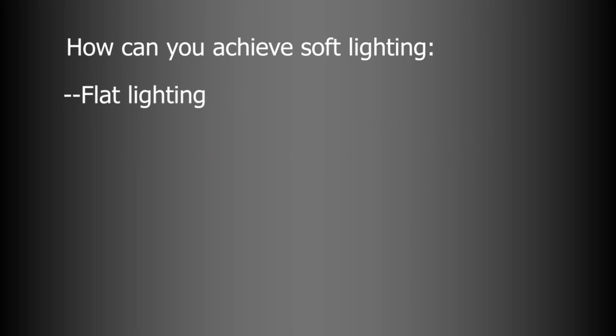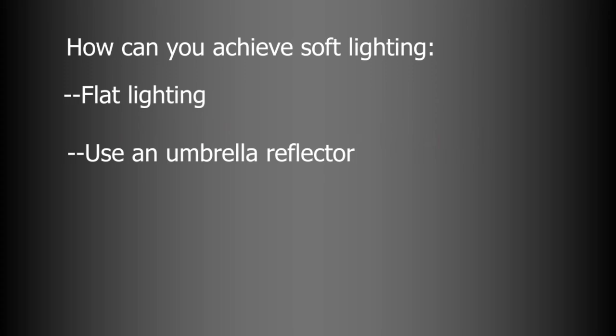Another way is to use an umbrella reflector. I know you've seen these when they take your pictures for the yearbook, for instance. They have all these umbrella reflectors. If you bounce light off of an umbrella reflector, it's going to diffuse the light all over the place, and you're going to get fewer shadows.